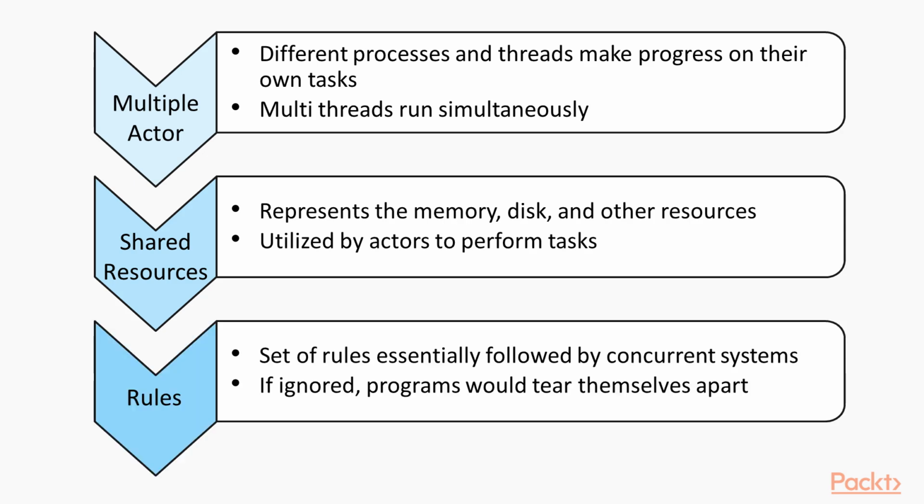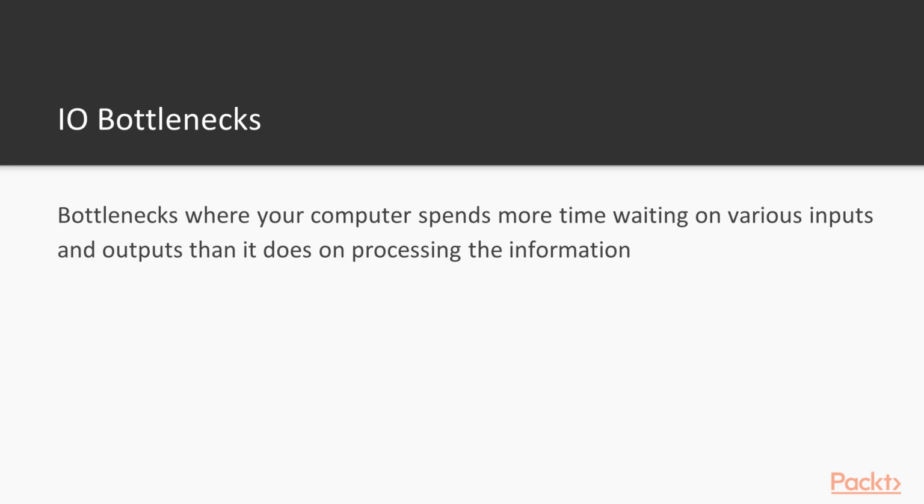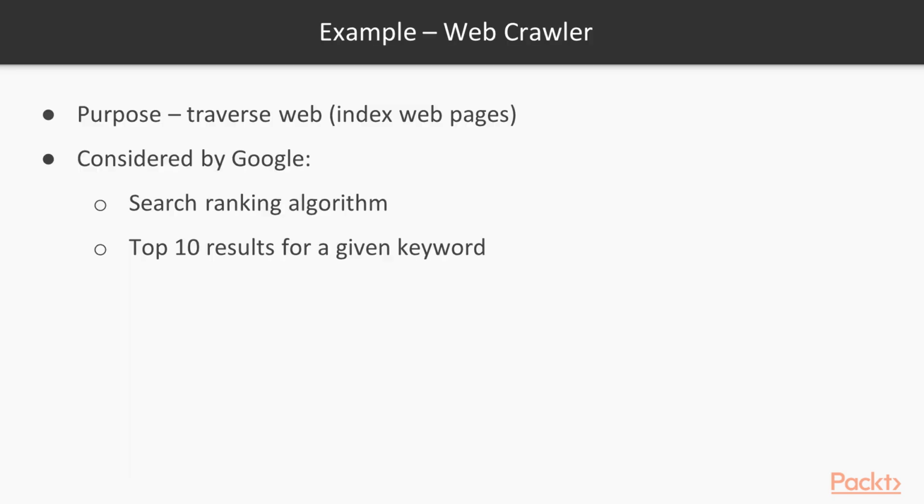Rules. These are a strict set of rules that all concurrent systems must follow. These rules are vital in order for these concurrent systems to work, otherwise our programs would tear themselves apart. Moving further with I/O bottlenecks. I/O bottlenecks are bottlenecks where our computer spends more time waiting on various inputs and outputs than it does on processing the information. A great example of a program bound by I/O bottlenecks would be a web crawler.